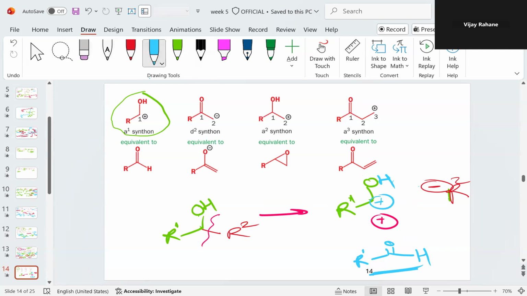So that's what we are writing here. There are different types of synthon and synthetic equivalents. If you look here, this is the synthon, and the synthetic equivalent for it will be the aldehyde.